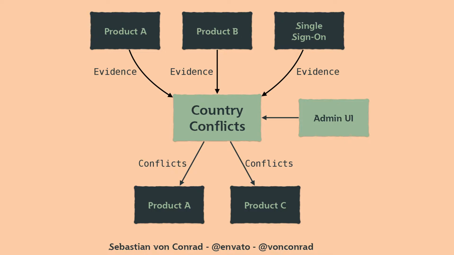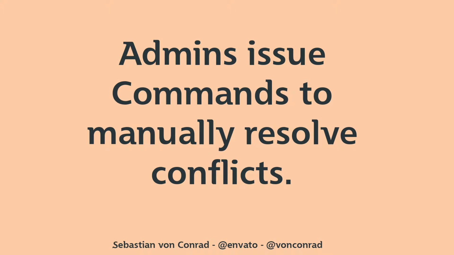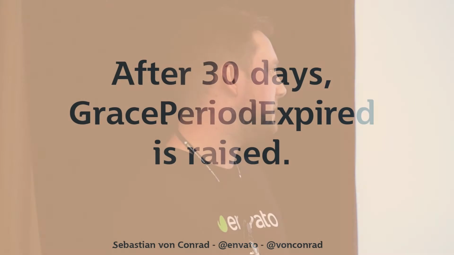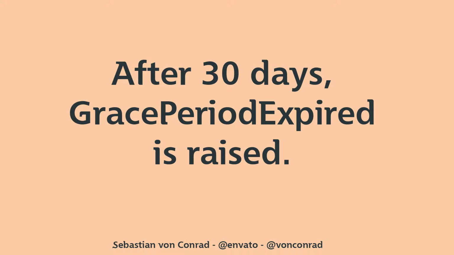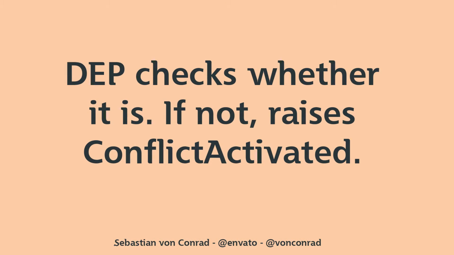We also have an admin UI where admins can issue commands to manually resolve conflicts. So if they talk to a user and decide that they want to manually resolve it, that's how they do it. After 30 days, we get a grace period expired event. And we have yet another downstream event processor, so we're up to 4 or 5 now, which checks whether this grace period expired, so we want to check, is this conflict resolved? If it is, cool, we do nothing. If it isn't, then we raise a conflict activated event.